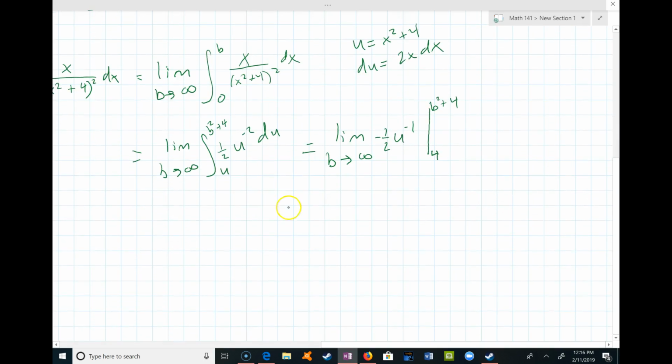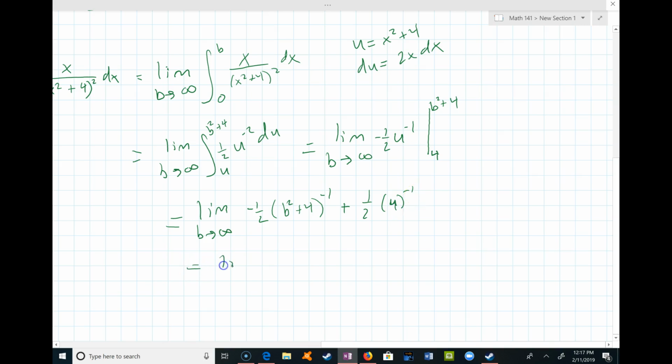Okay. So we plug it in and we get the limit as b approaches infinity of negative 1/2 times b squared plus 4 to the negative 1, minus 1/2 negative, so that'd be plus 1/2 times, oh wait, what am I doing? Sorry guys, I'm just plugging in 4 for u there. So that would be just 4 to the negative 1.